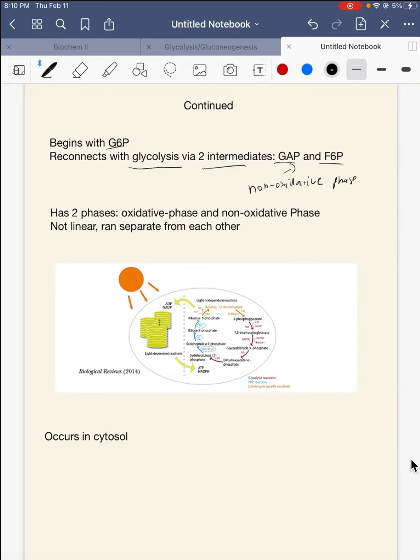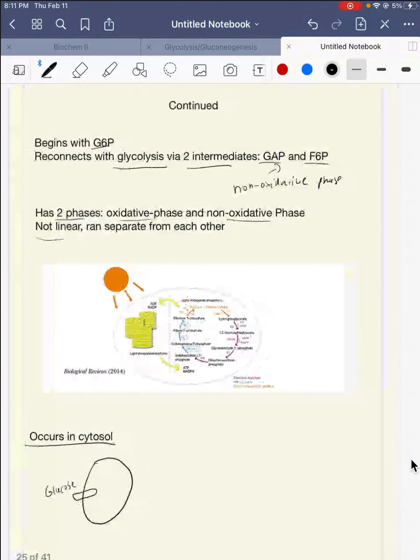The pentose phosphate pathway occurs in the cytosol. So this is the cell. As soon as the glucose enters the cytosol, it can be shunted into the pentose phosphate pathway in the cytosol, or it can be used in glycolysis to make energy. So, like I said, it has two phases: non-oxidative and oxidative. It's non-linear, and they run separate from each other.